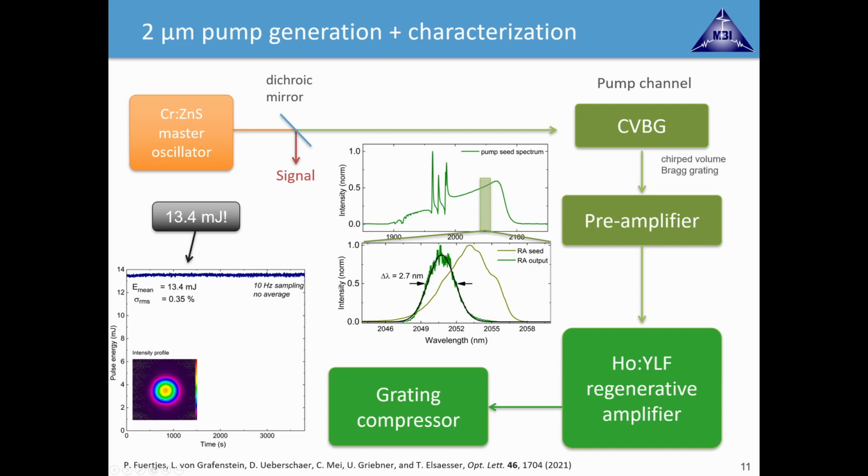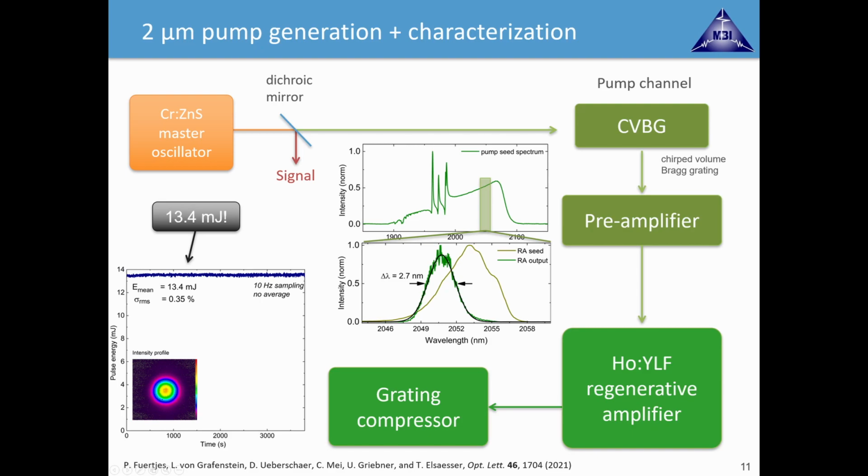To put this into numbers, I come back to the picture I've already shown you. This is the spectrum we have for our pump source, where we use a volume Bragg grating to elongate the pulse, to stretch it to nanoseconds, and select the wavelength region of interest. Then this is amplified in a preamplifier, a thulium fiber amplifier, and these pulses are then coupled to the regenerative amplifier I was just talking about before. After circulating around this regenerative amplifier, we end up with pulses centered at 2.051 micrometers with a bandwidth of 2.7 nanometers.